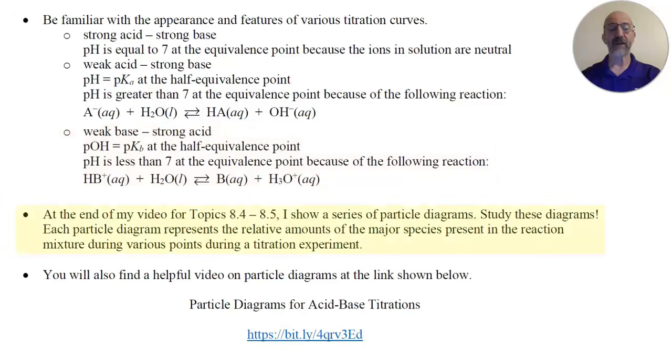Now, I mentioned that video. At the end of my video for topics 8.4 and 8.5, I do show a series of particulate diagrams. Study these diagrams. They might be featured on the free response or the multiple choice section of the AP Chemistry exam. Each particle diagram represents the relative amounts of the major species present in the reaction mixture during various points during a titration experiment.